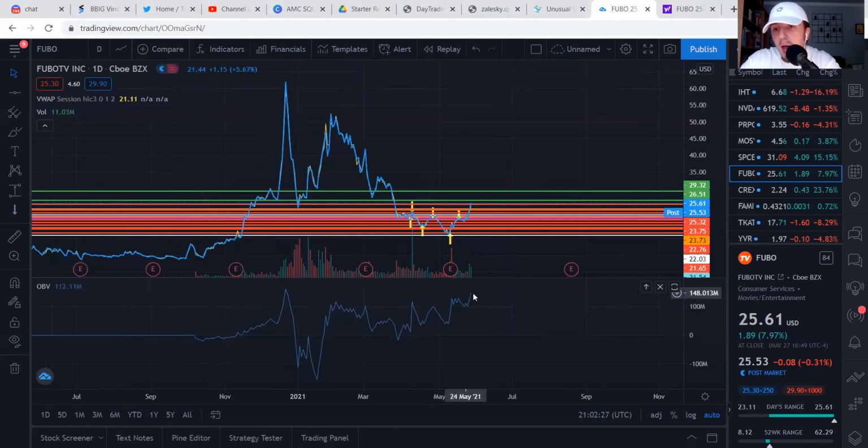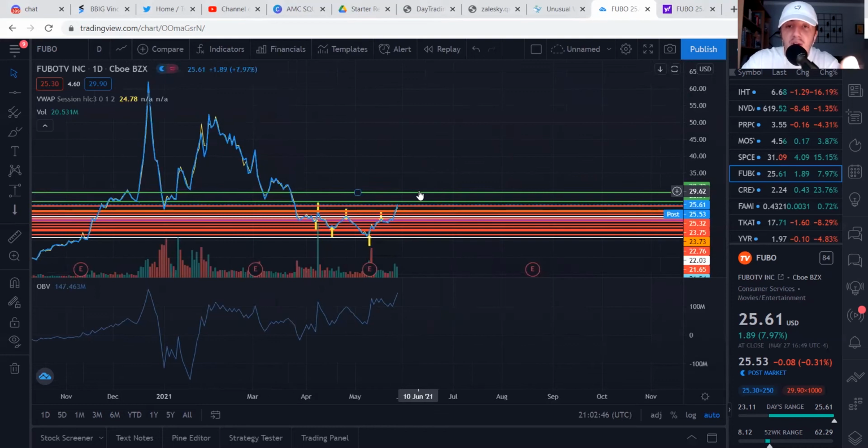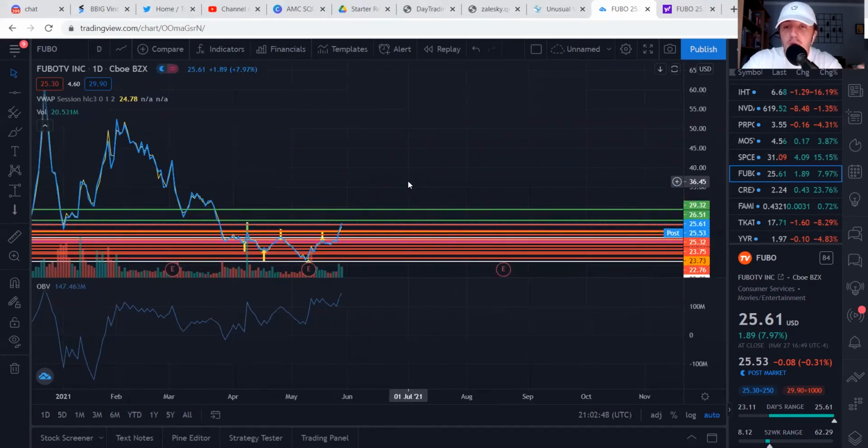But take a look at what happened last time OBV was at such high levels, all the way back here in December. FUBO spiked all the way to $60. Okay, so this is the type of range we are dealing with historically. And if OBV continues to increase, well, then you can expect the price action to follow suit. That is another very, very bullish indicator for FUBO.